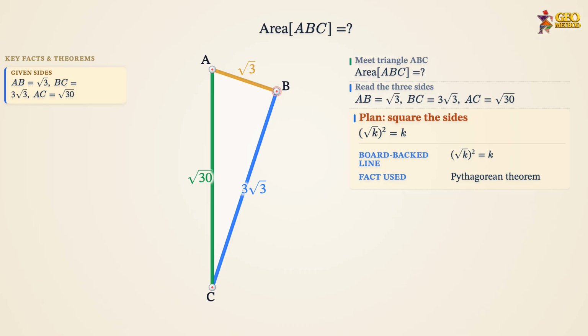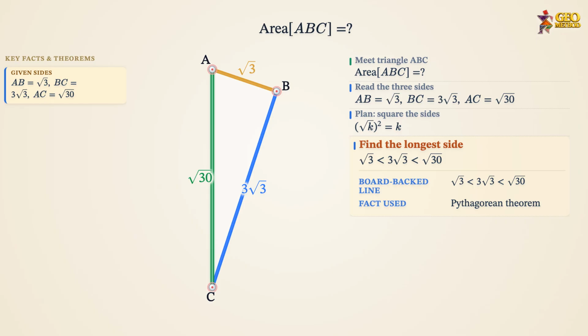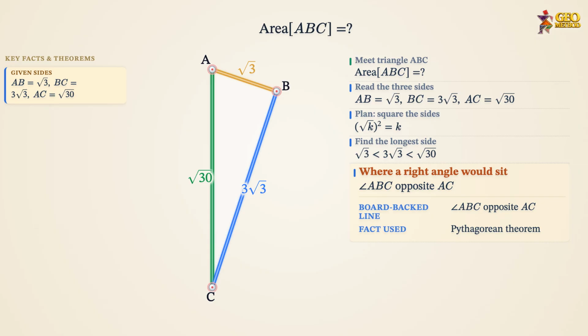When every side is a square root, squaring is our friend, because squaring a square root just returns the number inside. So let us look at the squared side lengths. In decimals, the sides are about 1.7, 5.2, and 5.5. Side AC is the longest, and that matters because a right angle, if there is one, always faces the longest side. The angle across from side AC is the angle at vertex B.